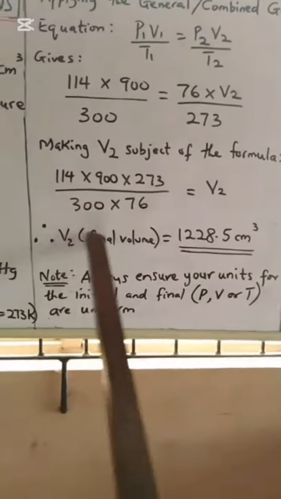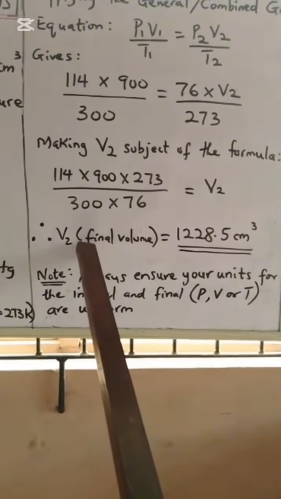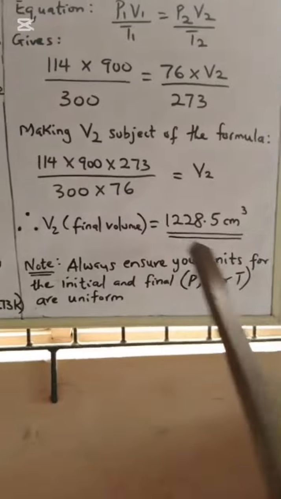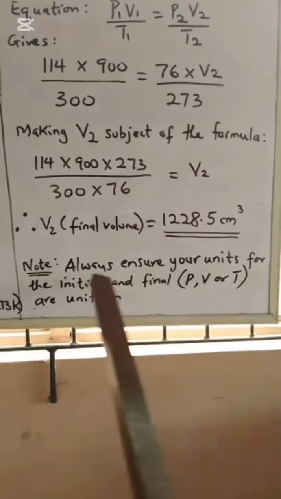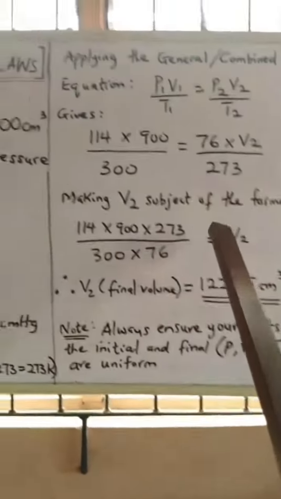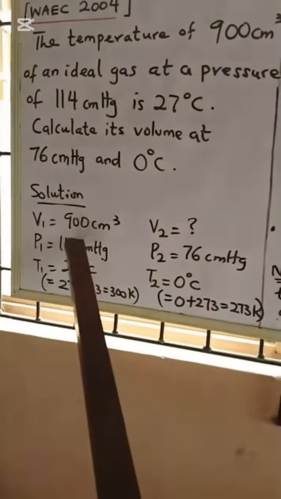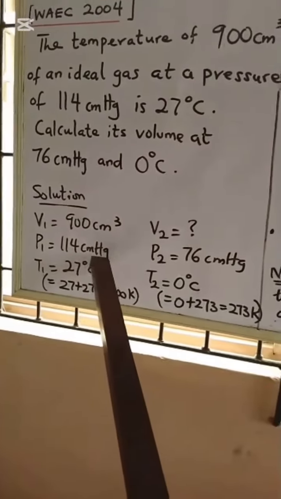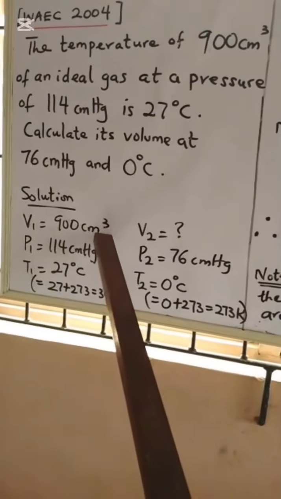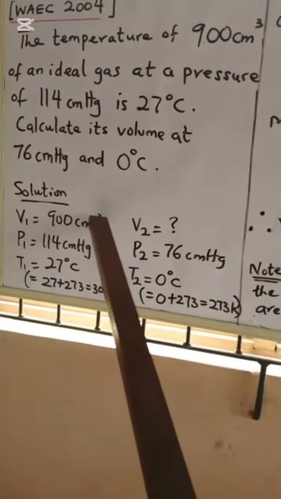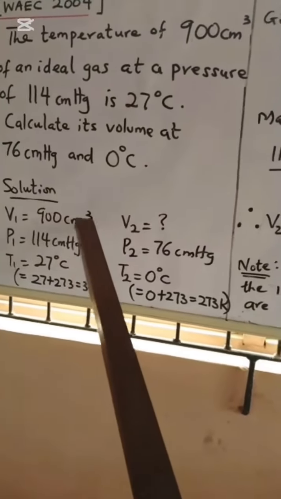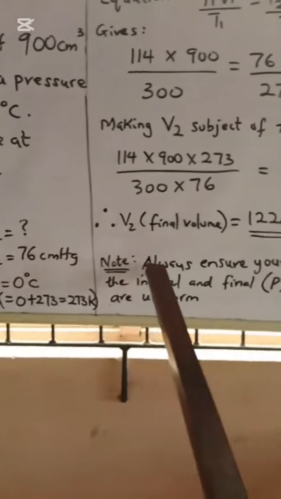So our final volume, V2, is 1228.5 centimeter cube. Like I said, always ensure your units for the initial and final are uniform. I didn't bother to change the centimeter mercury to millimeter mercury because it agrees with the volume. The volume here is in centimeters. Okay, so centimeters, it agrees. So the unit for pressure and the unit for volume have the same centimeters. So I didn't bother to change it.